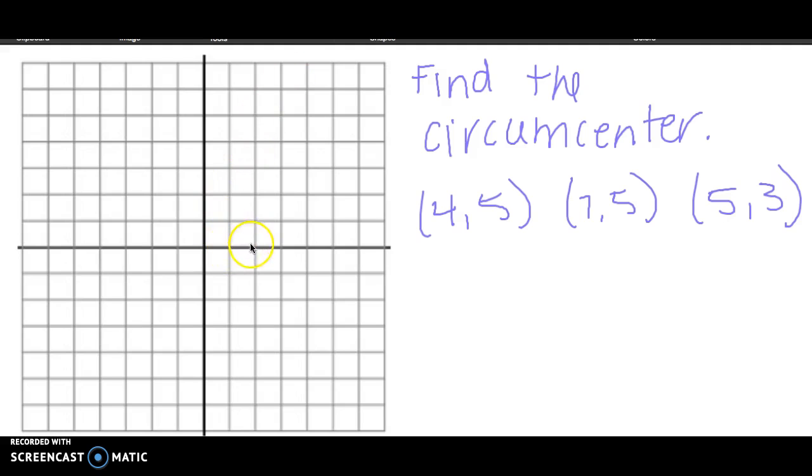So 4, 5: 1, 2, 3, 4, up 5, 1, 2, 3, 4, 5. And 7, 5: 1, 2, 3, 4, 5, 6, 7, up 5. And then 5, 3: 1, 2, 3, 4, 5, up 1, 2, 3. Okay. And then draw your triangle.